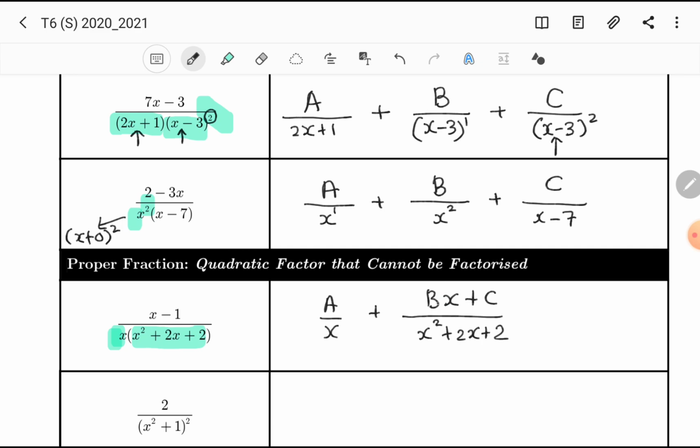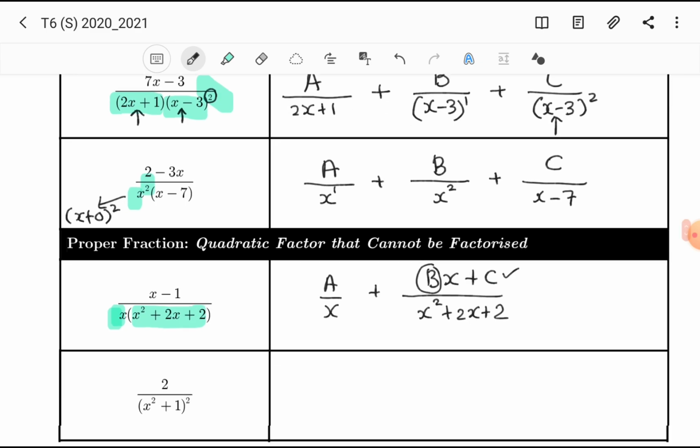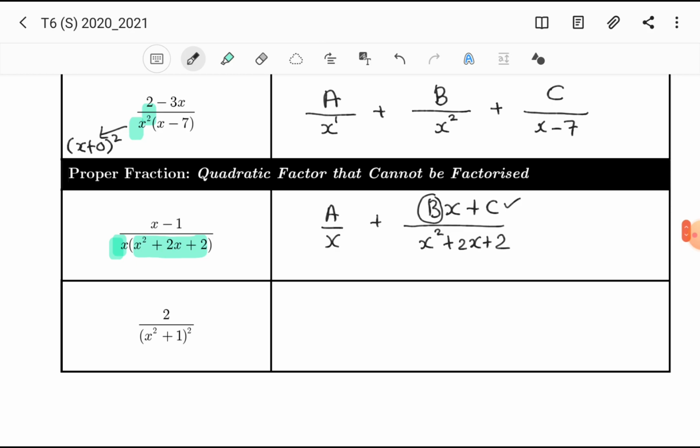In the case yang B awak dapat 0, awak akan dapatlah atas dia C sahaja, which is constant. Boleh? So, in general, at first kita akan letak atas quadratic factor will be a linear form. Okay, and the last one, x squared plus 1.